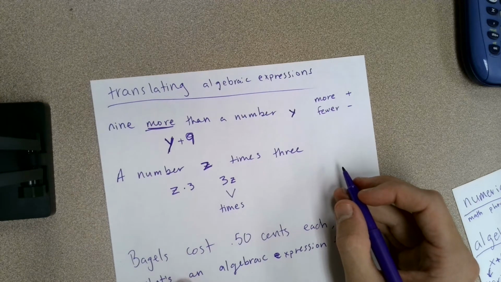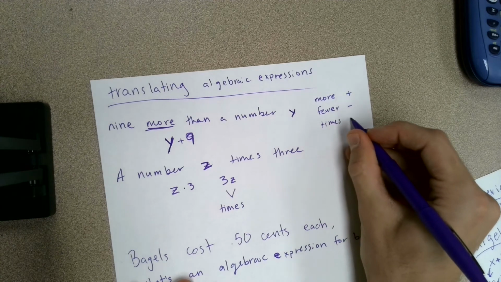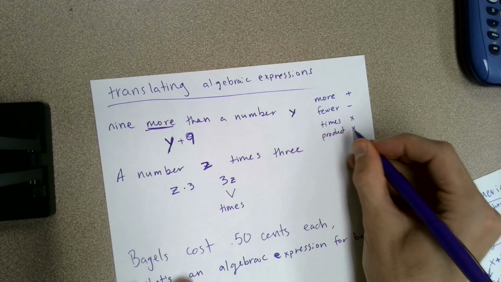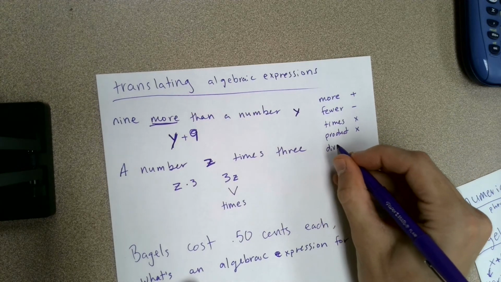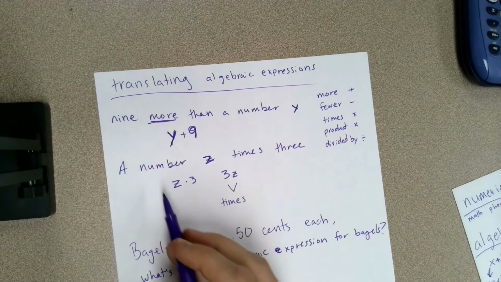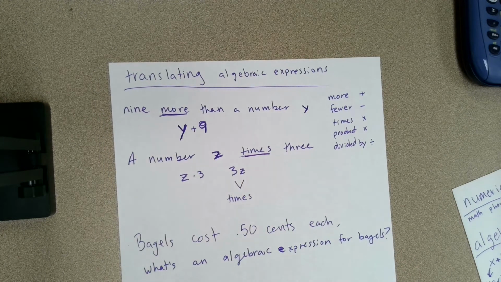I know words like times are going to be times. Product is going to be times. Divided by is going to be divide. So you got to look at those key words. Here we got our times. There we had our more. We'll do one more example.